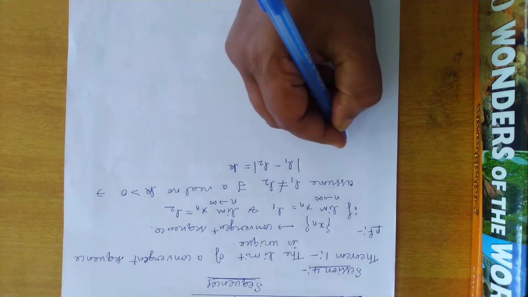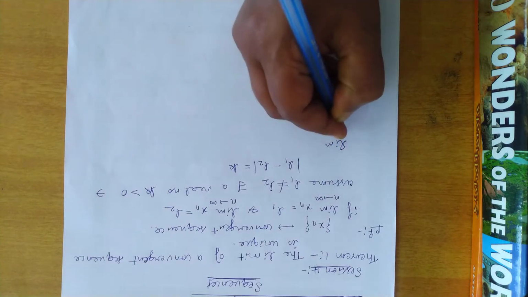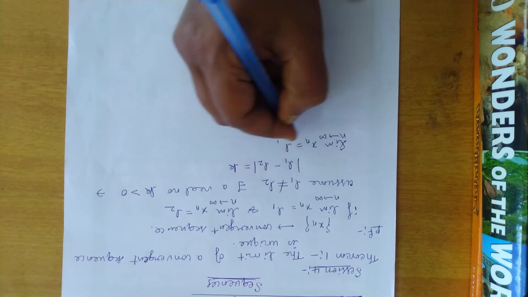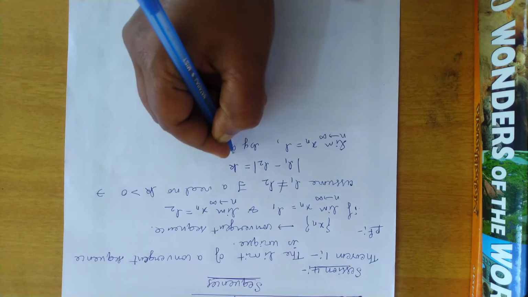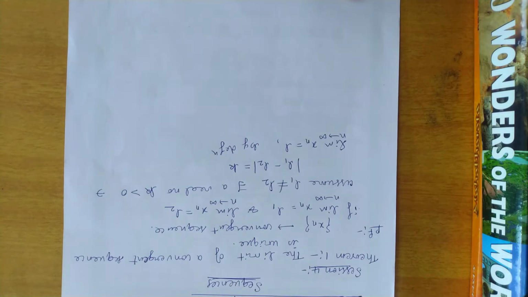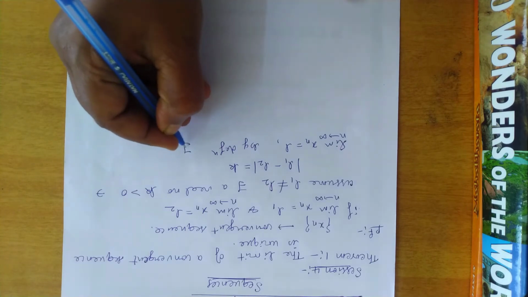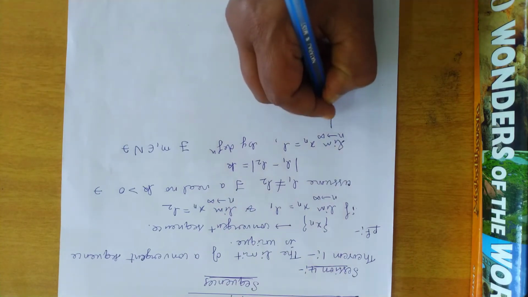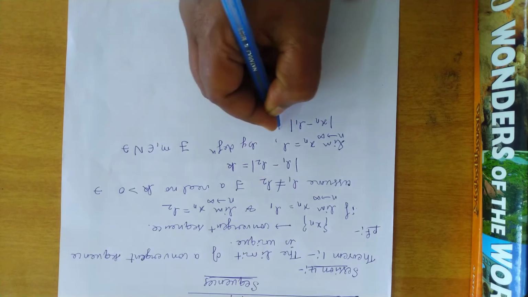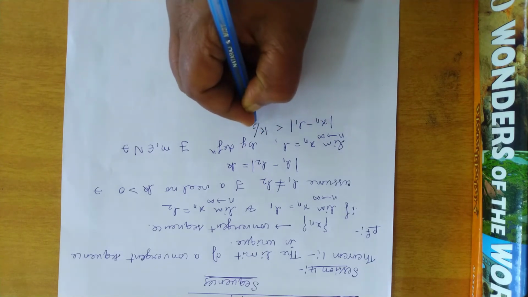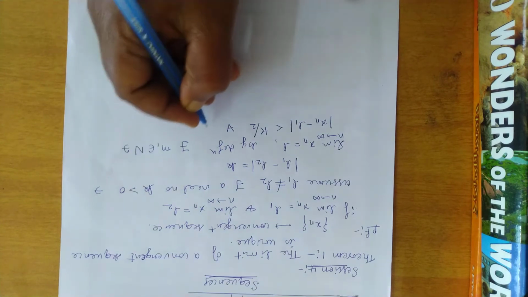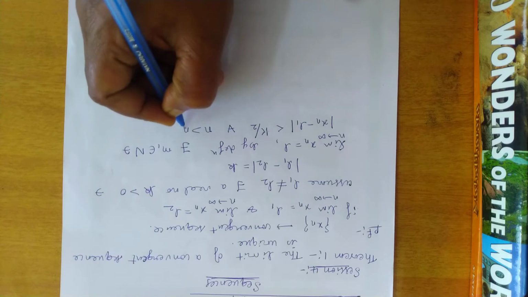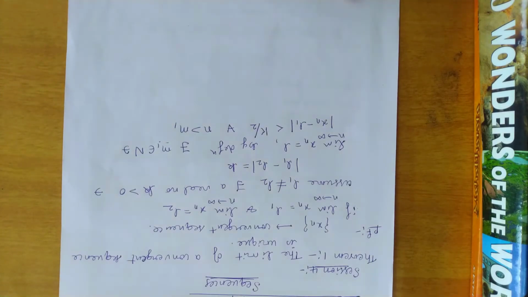Since we know the limit as n tends to infinity of xn is L1, how do we know this? By the definition of the limit of the sequence, there exists m1 belonging to N such that the modulus of xn minus L1 is less than k by 2, for all n greater than m1.